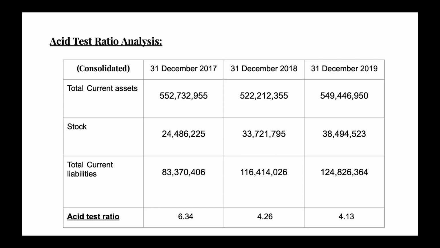And I will move on to 2017. So the huge drop from 2017 to 2018 can be explained by the fact that their total current assets dropped by approximately 30 million, and their total current liability rose by around 33 million, and by the end of 2019 they managed to get their total current assets back up to 549 million, slowing down the rate of their decay.